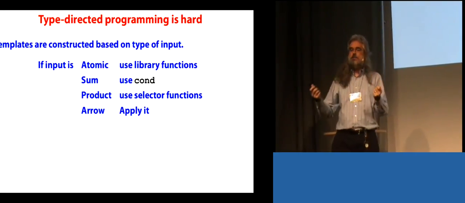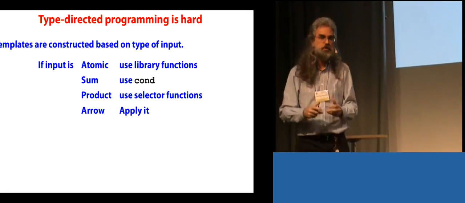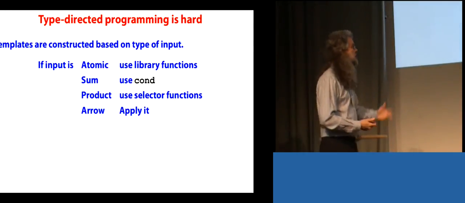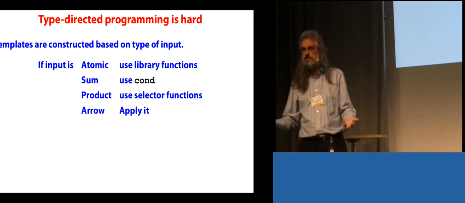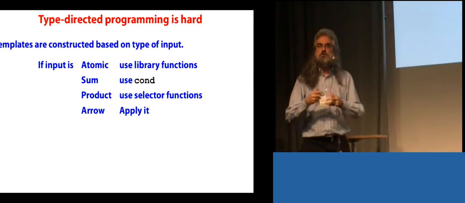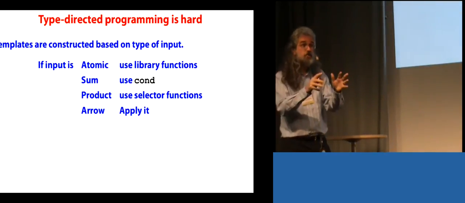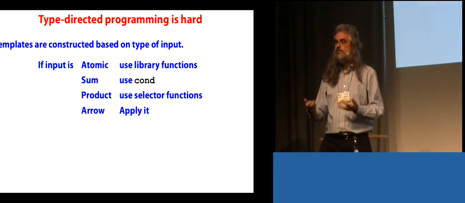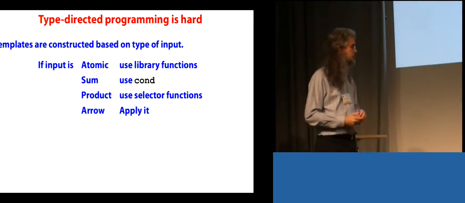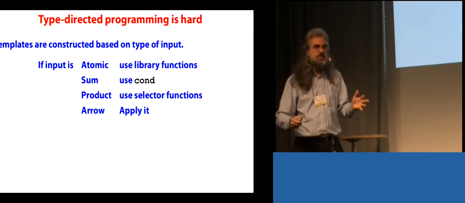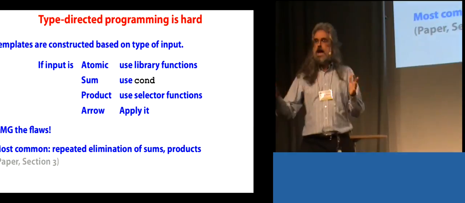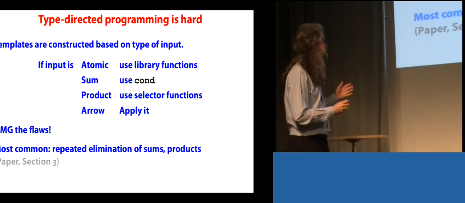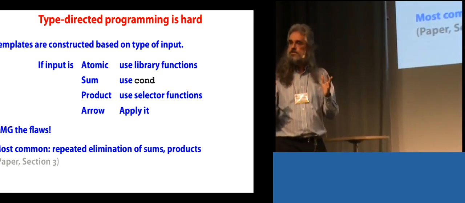So if you have atomic data, like an image or a number, there's nothing you can do with it other than pass it to a library function. If you've got a value of sum type, you do a case analysis using cond. If you've got a value of product type, you pull out the elements using selector functions. And of course, if somebody gives you a function, all you can do with a function is apply it. So I thought, oh good, mechanical, easy. This is not what happens when the students actually turn in the code. And there are a lot of flaws.